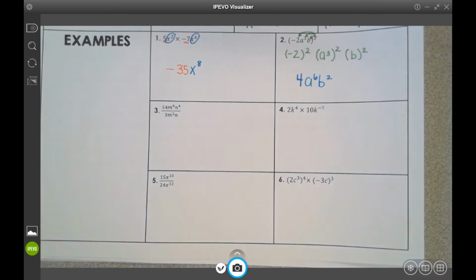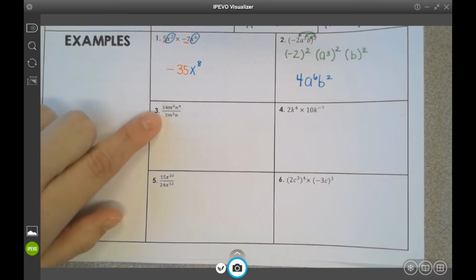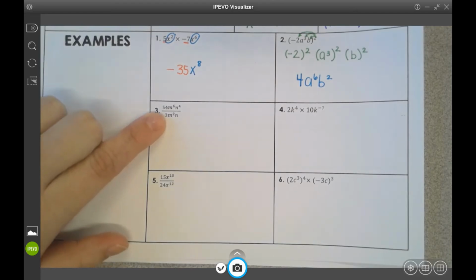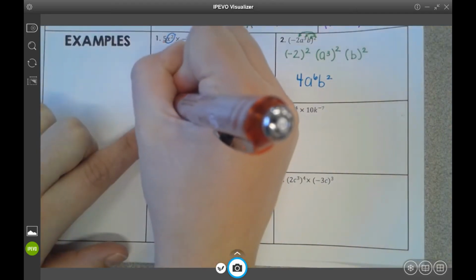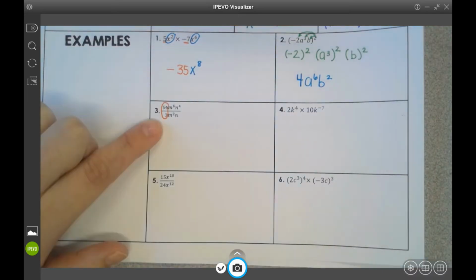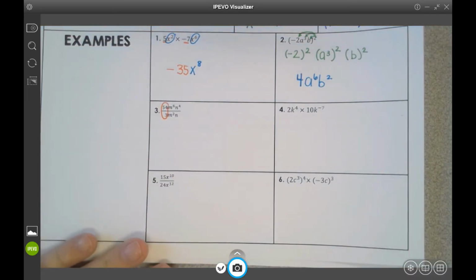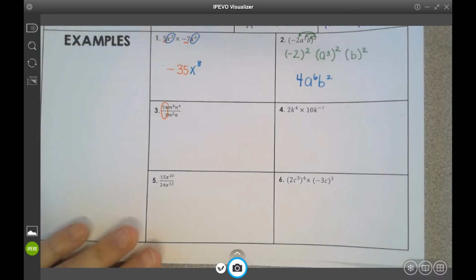Number 3 is the quotient rule, which is division. Now these numbers, this 54 and the 3, you just divide those like normal. These rules are only for the exponents. So 54 divided by 3 is 18.